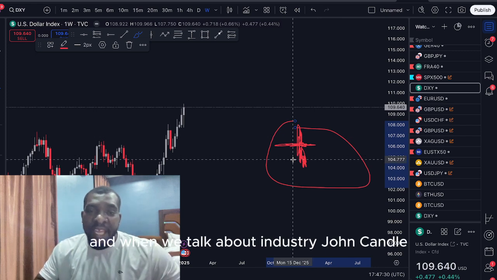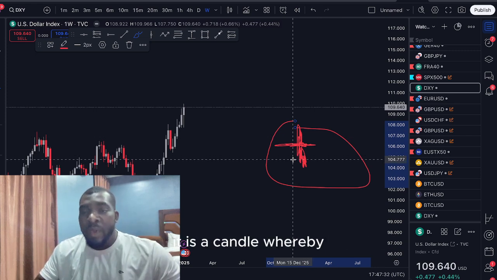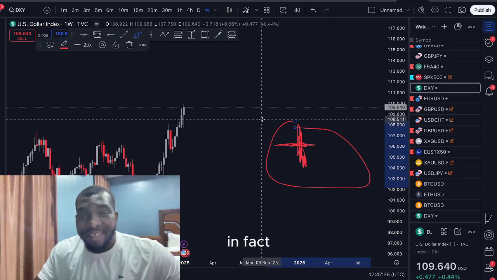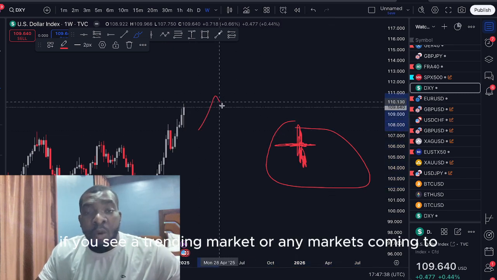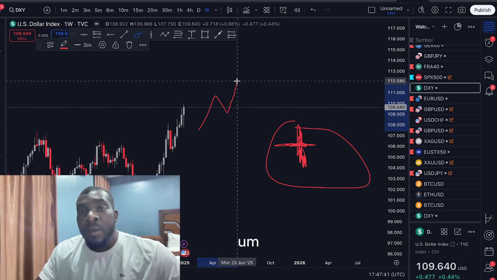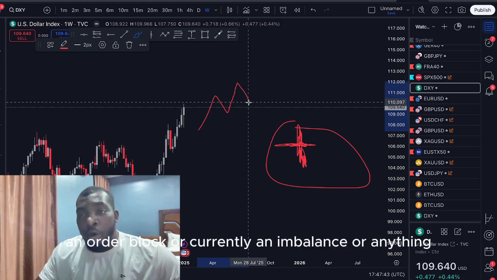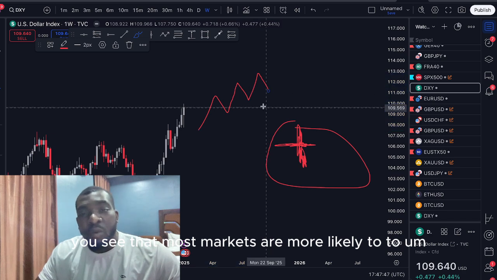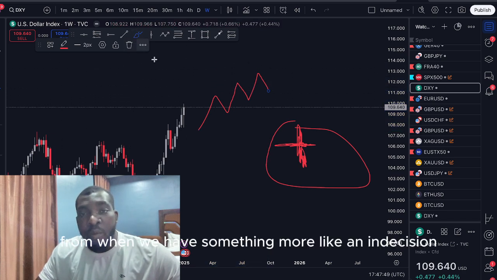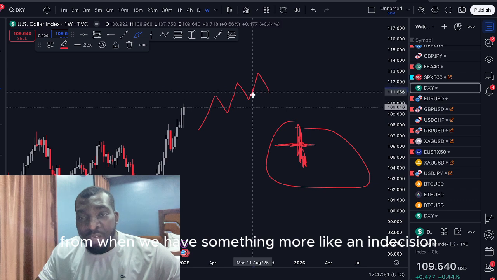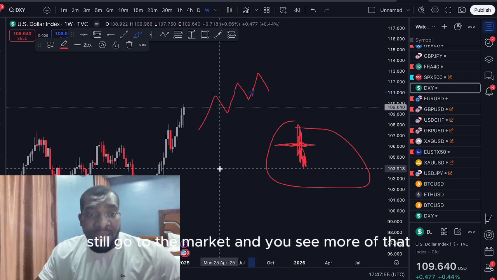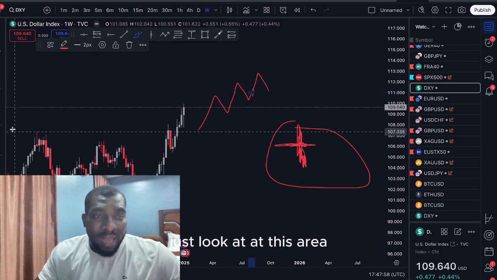When we talk about an indecision candle, it is a candle where the market is more likely to react, on any time frame. In fact, if you see a trending market or any market coming to an order block or an imbalance or anything, you see that most markets are more likely to react when we have something like an indecision candle. We'll still go to the market and you'll see more of that. Just look at this area now.